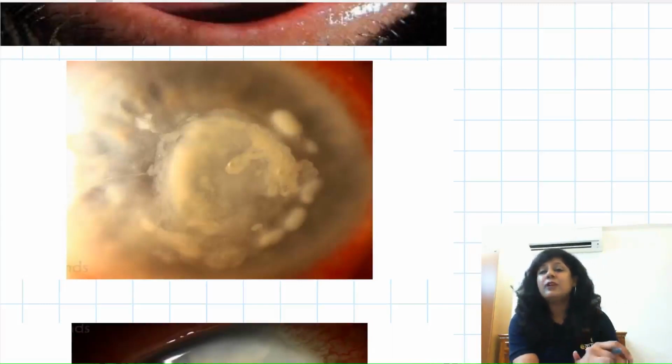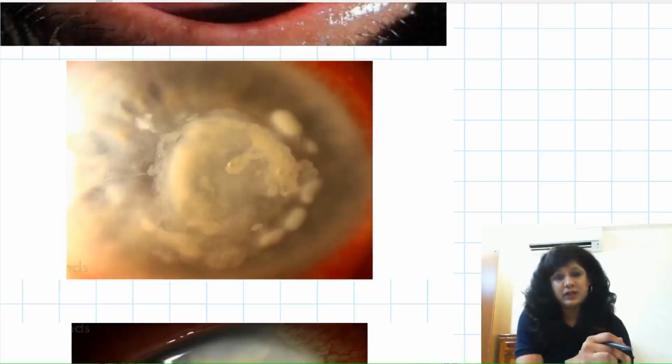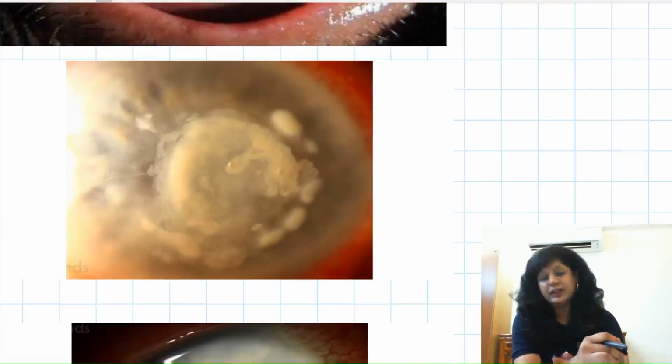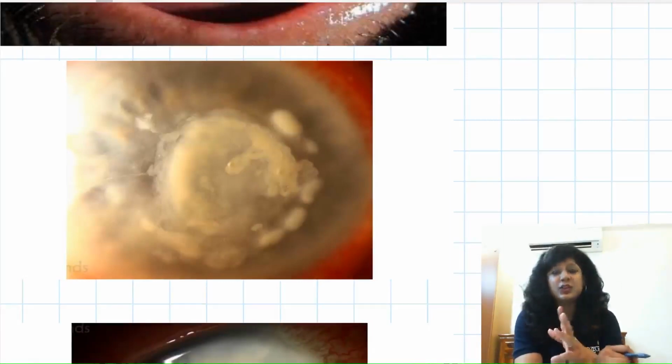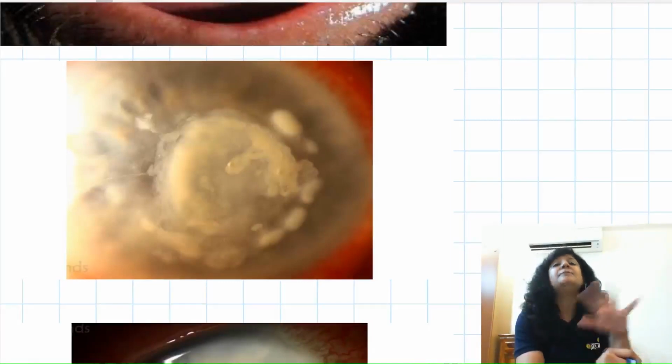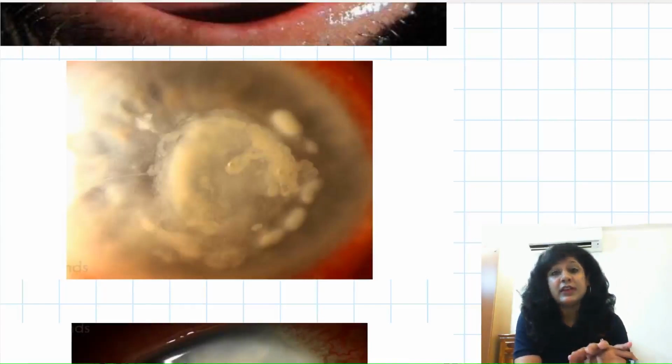If it is painful, most probably it's a bacterial one. If it is painless, most probably it is fungal. Third thing, vascularization. The vascularization is completely absent in the fungal corneal ulcers. They are typically called as silent ulcers.